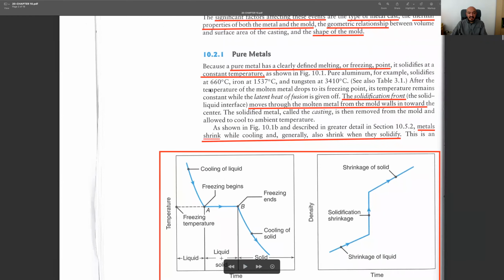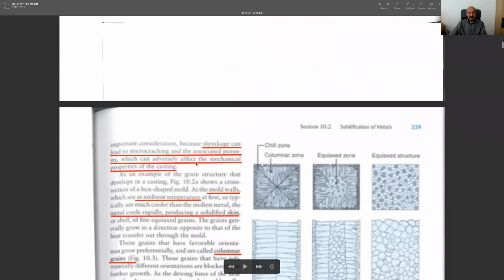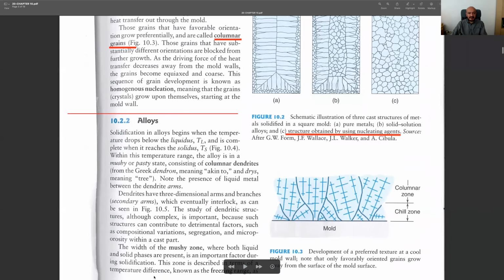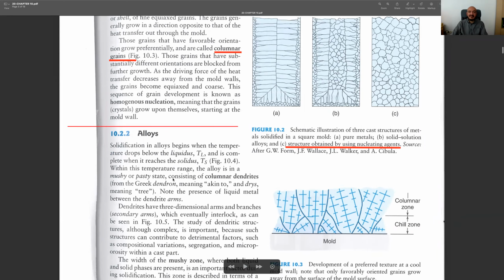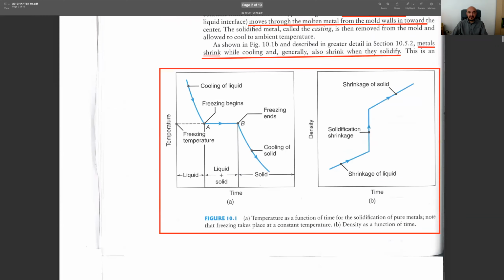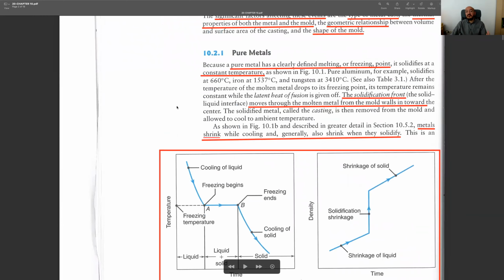In this chapter, our main focus will be on pure metals. We are not going to discuss any alloys. You are not responsible for the details about different types of alloys below this, so I will only be focusing on pure metals. Why we are focusing on that is that it is much simpler, since in pure metals, the melting point and freezing point are clearly defined.